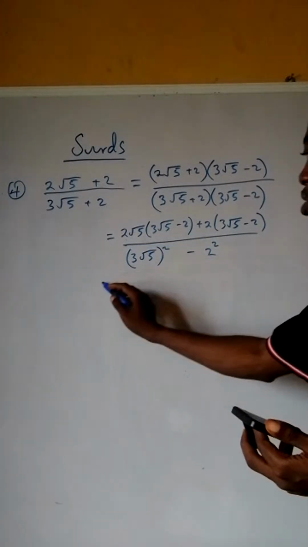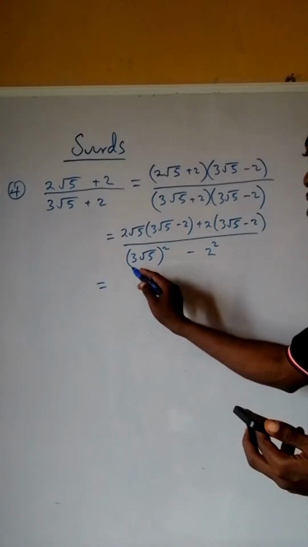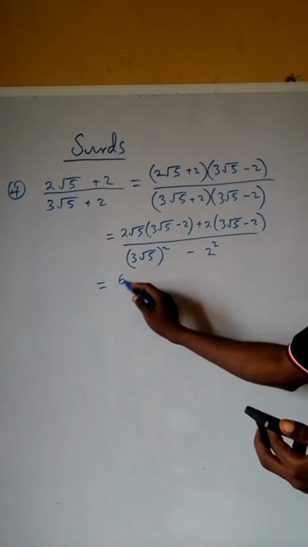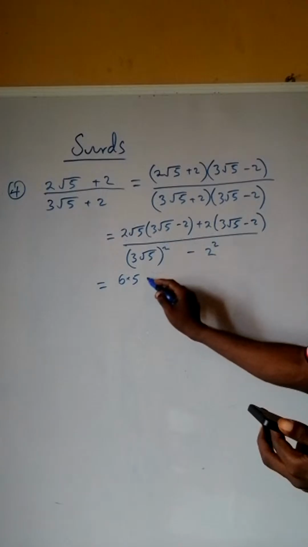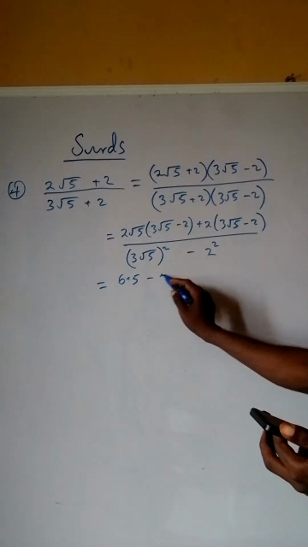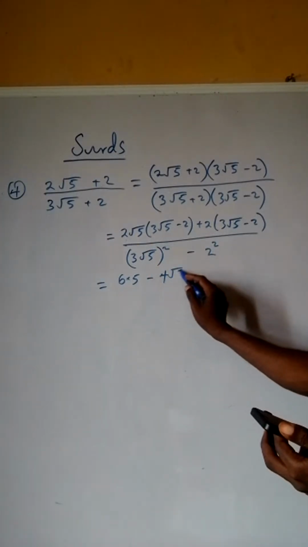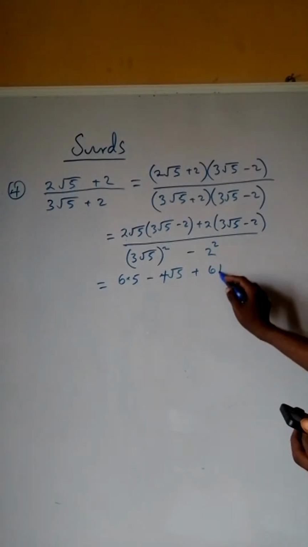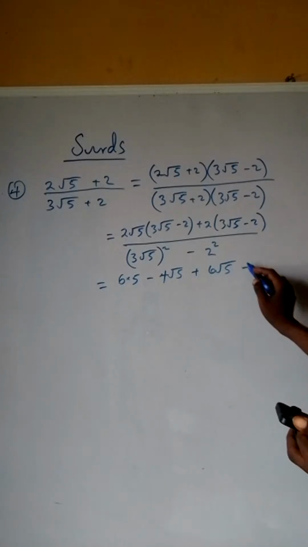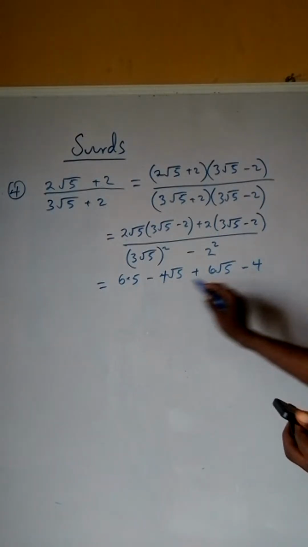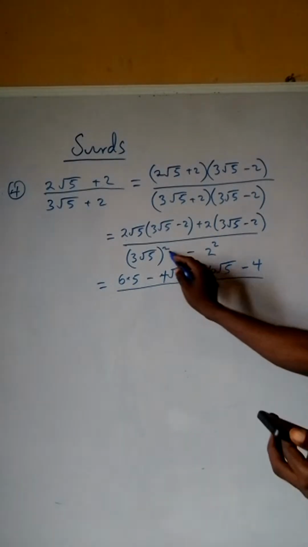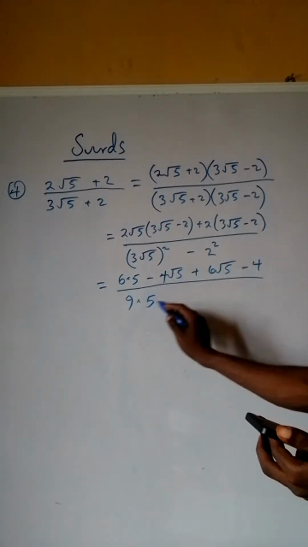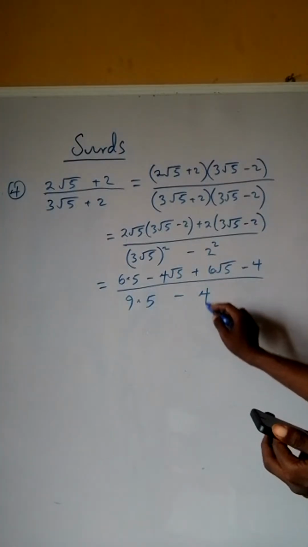2 root 5, open this, so we have 2 times 3, 6. And root 5 times root 5, that's 5. And we have 6 times 5, then minus 2 times 2, that's 4, and root 5 for root 5. And 2 open here as well, we have plus 2 times 3, that's 6. We have 6 root 5. Then minus 2 times 2, 4. Which is divided by the square effect of 3, that's 9, times also the effect of root 5. Root 5 squared, that's 5, minus 2 squared here, that's 4.